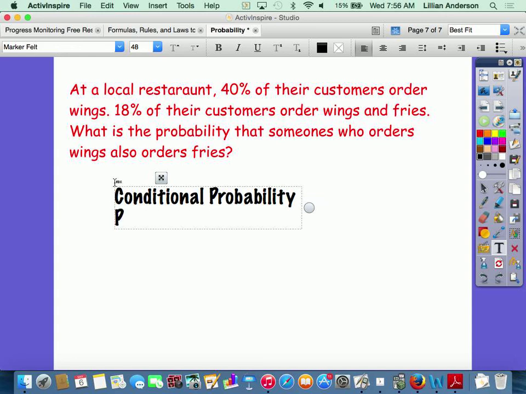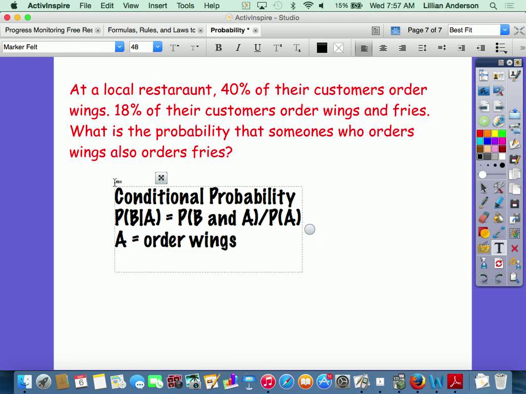Now on the reference sheet, you'll see a formula that looks kind of like this, where it says probability of B given A, and then it says the probability of B and A divided by the probability of A. That is the standard form for conditional probability. If you want to plug it in, we have two different events here. We have the event that they come in and order wings, and then we have the event that a customer orders wings and fries. So we can make event A be that they order wings, and event B be that they order fries.